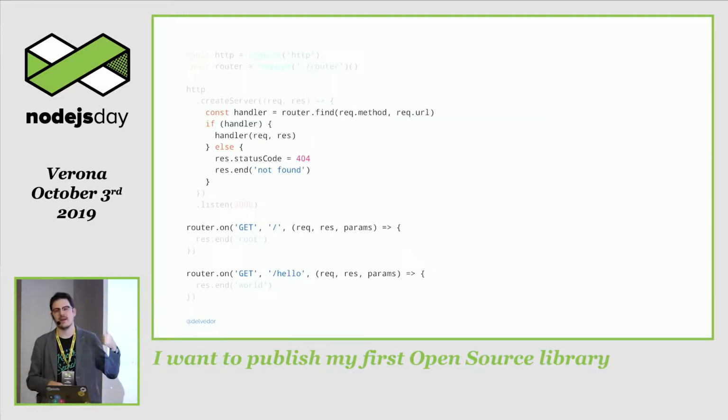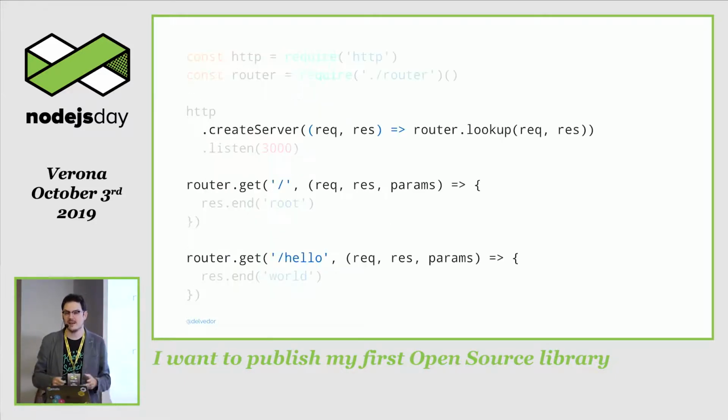So let's go back again to our router. We have this router.find, if, else, this very verbose route declaration. It works, but I don't quite like it. So one of the best ways of improving the developer experience is aliases.